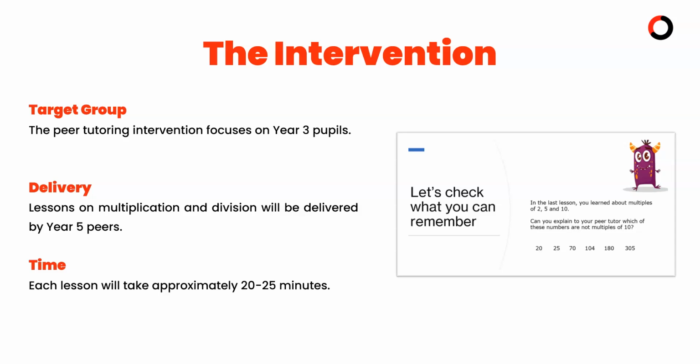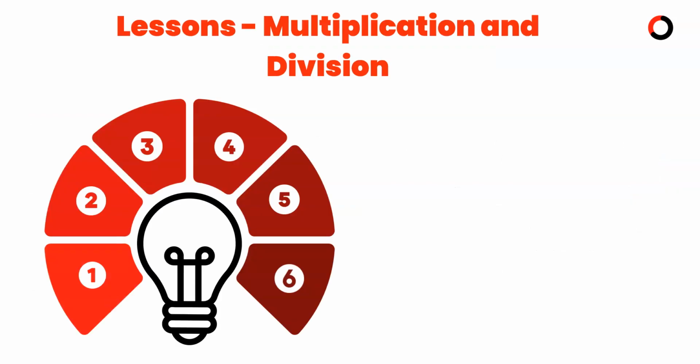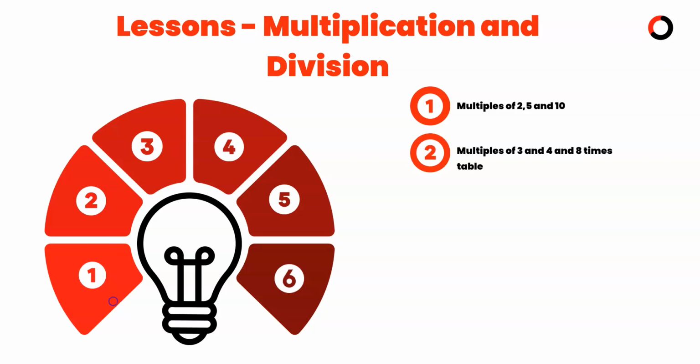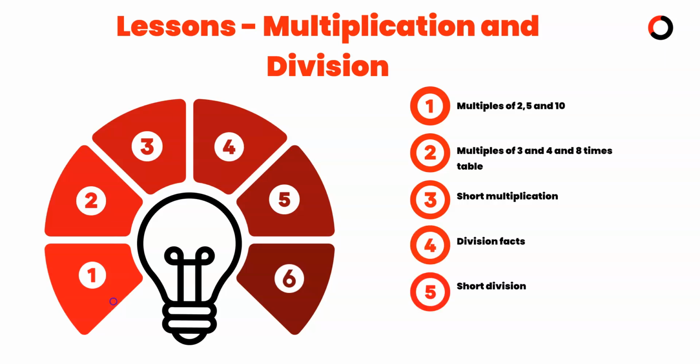So the intervention. It's a targeted peer tutoring intervention which focuses on Year 3 pupils. Its lessons on multiplication and division will be delivered by Year 5 peer tutors. Each lesson will take approximately 20 to 25 minutes. The lessons on multiplication and division are multiples of 2, 5 and 10, multiples of 3, 4 and the 8 times table, short multiplication, division facts, short division, and then multiplying and dividing by 10 and 100.